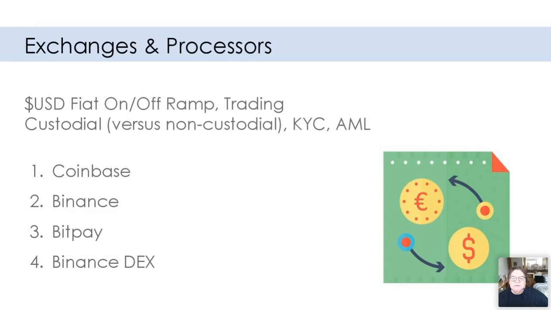The third leg of this triumvirate are exchanges and processors. One of the things that we recommend any business get in their first levels of adoption is a fiat on and off ramp. That's how you first purchase Bitcoin with US dollars or your international currency of choice. The top two in the US are probably Coinbase and Binance. So one of the first pilots you should engage in is to get an account at Coinbase or Binance.